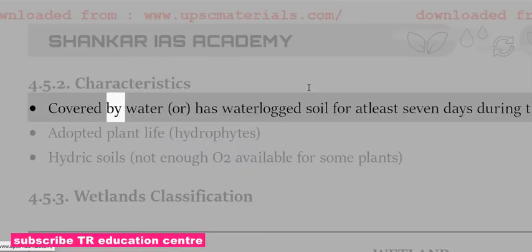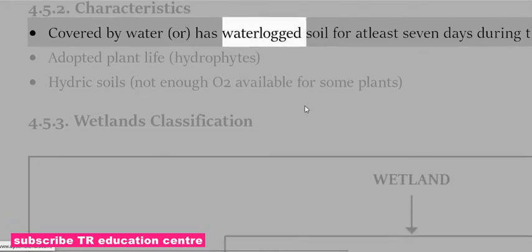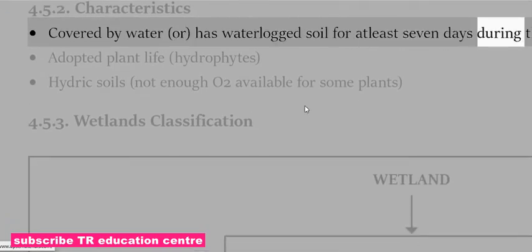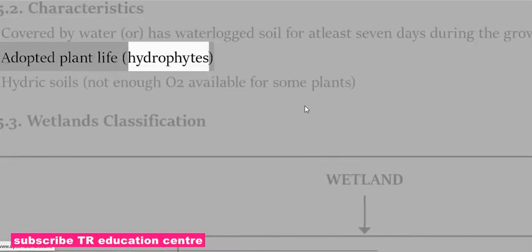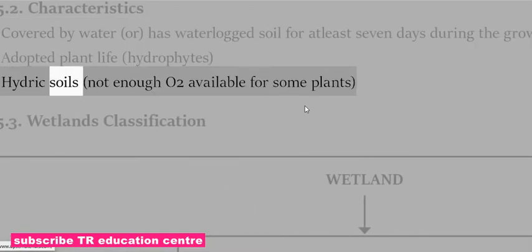Characteristics: types covered by water, or has waterlogged soil for at least 7 days during the growing season. Adapted plant life, hydrophytes. Hydric soils, not enough O2 available for some plants.